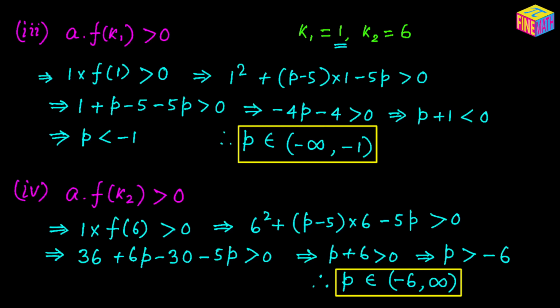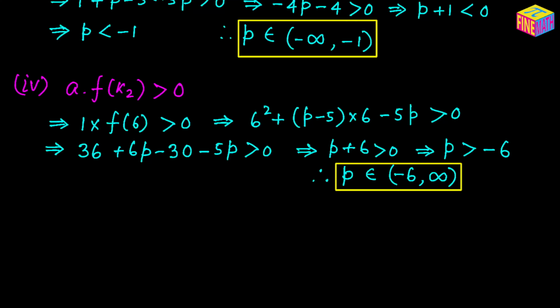Now we have to take the intersection of all these solutions, because all our conditions are AND conditions, in the sense that all conditions have to be true for the two roots of this quadratic equation to lie between positive 1 and positive 6. All conditions have to be true. That means we have to take an intersection of all these solution sets. So let's try to plot them on the real number line.